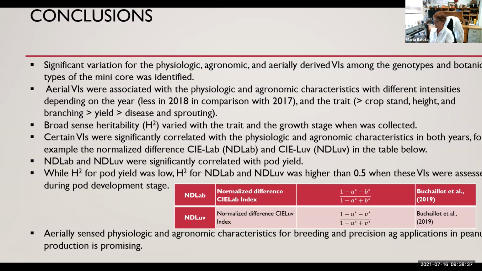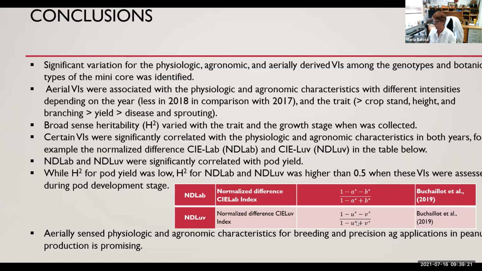For example, crop stand, height, and branching, and even yield were much better estimated by vegetation indices than disease, for example, and sprouting. Broad sense heritability varied with the trait and the growth stage when it was collected, but certain VIs were significantly correlated with the physiologic and agronomic traits in both years. And I'm providing here two examples and their formula. They have been published, and they are the normalized difference and the CIE Lab index.